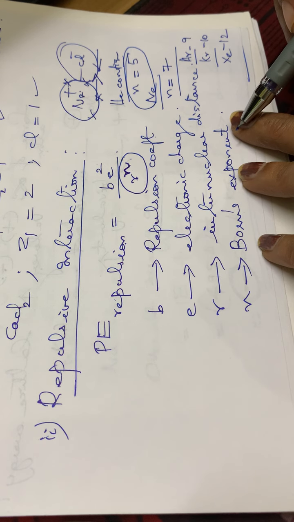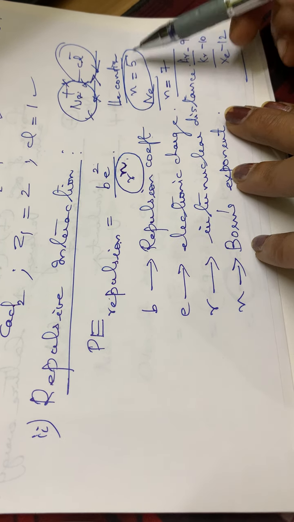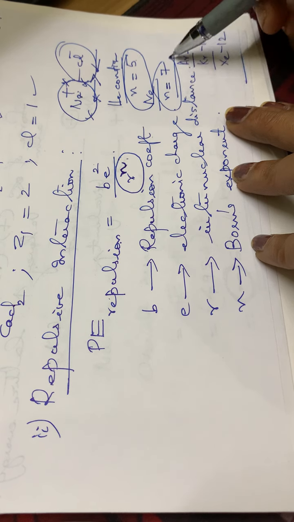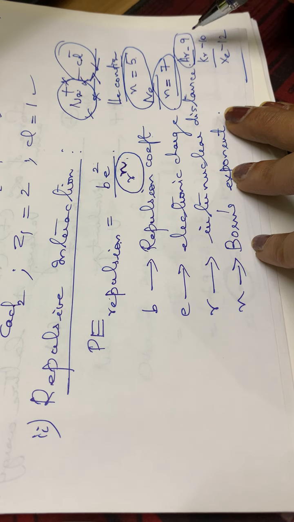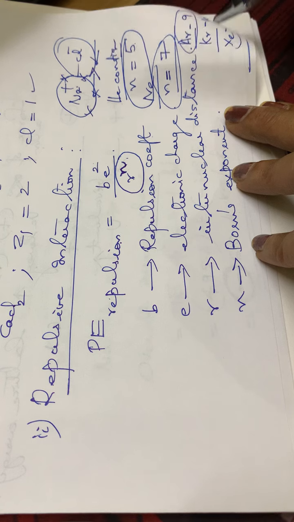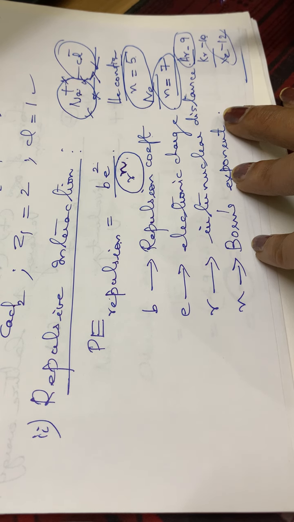Okay, so for helium configuration, n is equal to 5. N is the Born exponent. For neon configuration, n is equal to 7. For argon, it is 9. For krypton, 10. And for xenon, it is 12. You have to remember those values also.